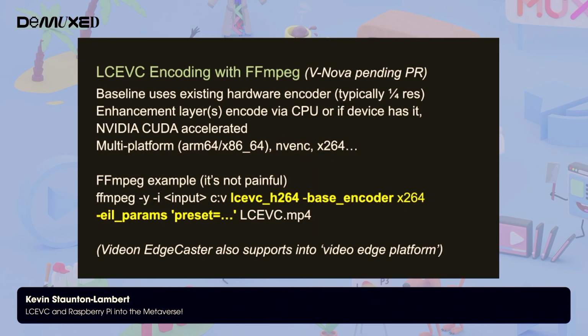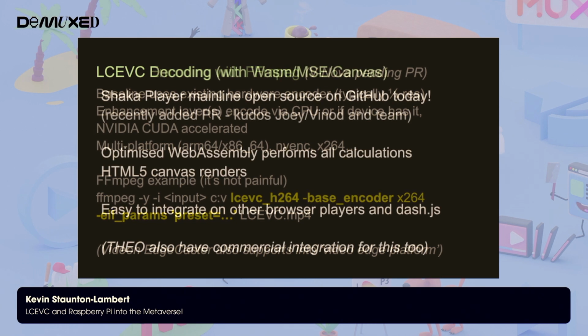So how would you encode LCEVC? Well, you can do it quite easily with FFmpeg. V-Nova has pending PRs with VideoLAN. So how it works is you take your baseline encoding using your hardware encoder, typically about a quarter resolution of your final frame. The enhancement layer then encodes using the CPU, or if the device has an NVIDIA GPU, CUDA can be used to accelerate this. It works on multiple platforms, on ARM and Intel, and can use NVENC, or it can use the software encoder. There's a little FFmpeg command line example there, and Edgecast also supports this in their Video Edge platform.